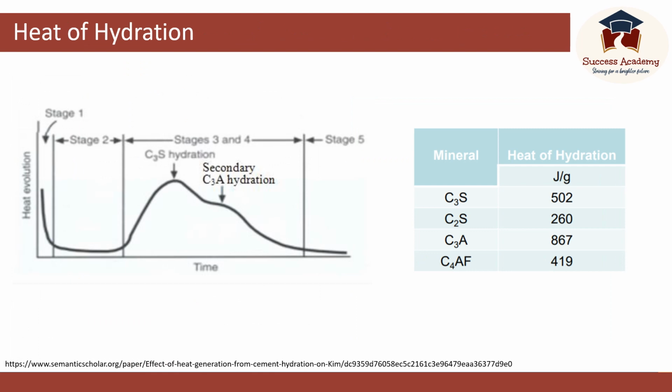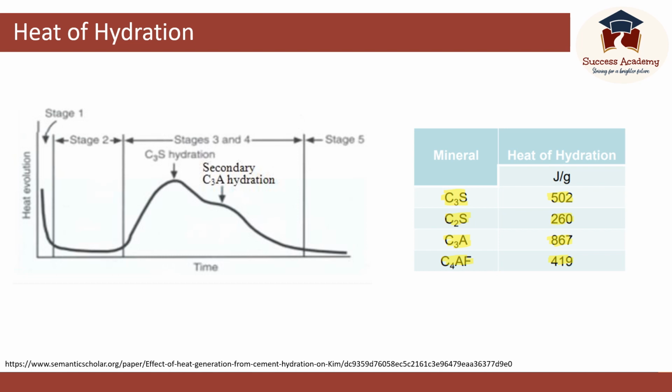Heat of hydration is an important phenomenon that we have to look at because in some situations we have to control the heat production during the hydration process. In this table you can see the heat generation by the four main compounds in cement. C3S is producing 502 joules per gram, C2S is producing 260 joules per gram, C3A is producing 867 joules per gram, and C4AF is producing 419 joules per gram.